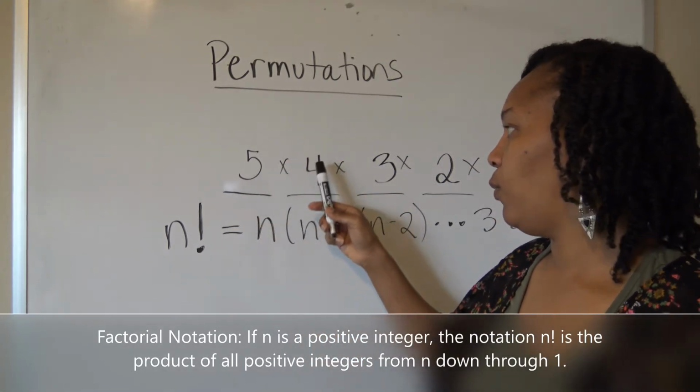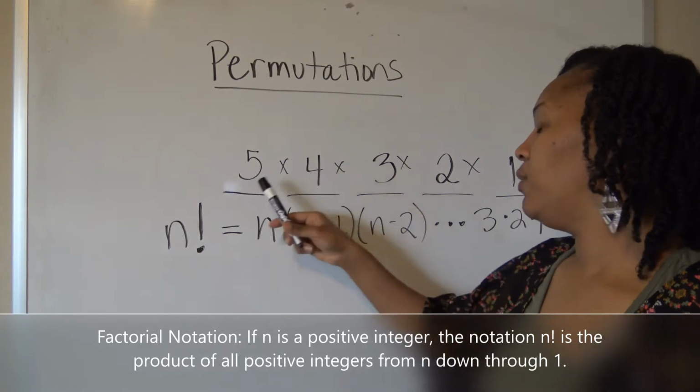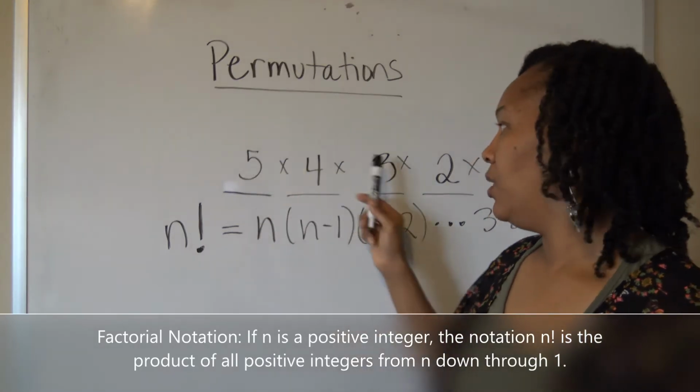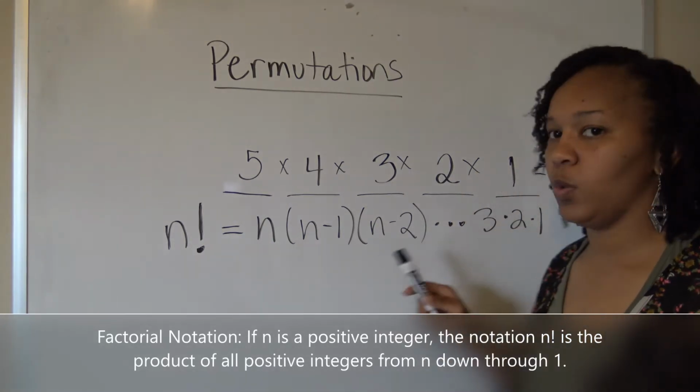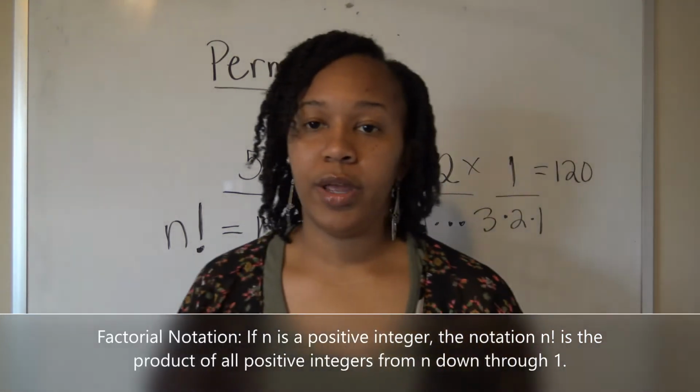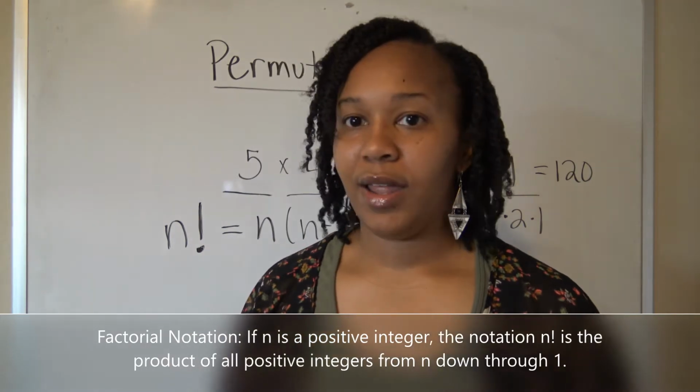So 5 minus 1 is 4, 4 minus 1 is 3. But if you talk about it in reference to n, then this is n minus 2. That's 5 minus 2, this is 5 minus 3, this is 5 minus 1. So you do that all the way till you get down to 1. And that is how you find the factorial.